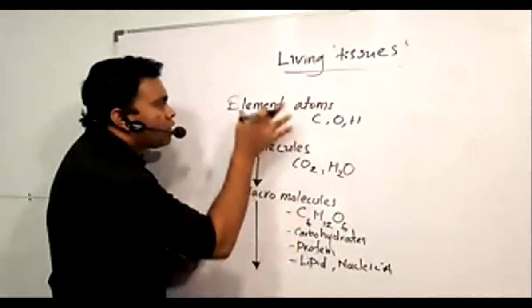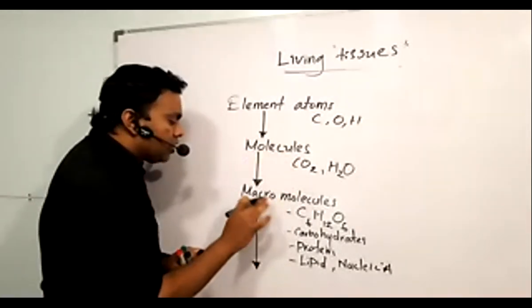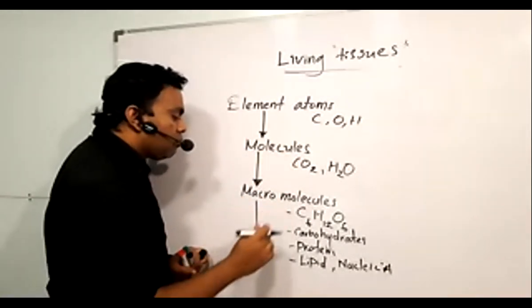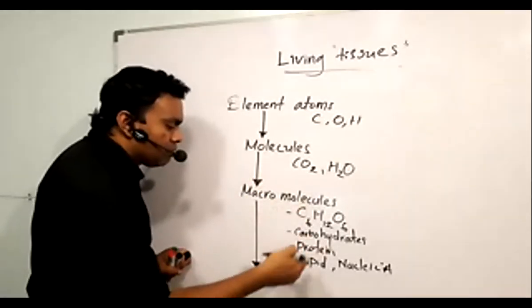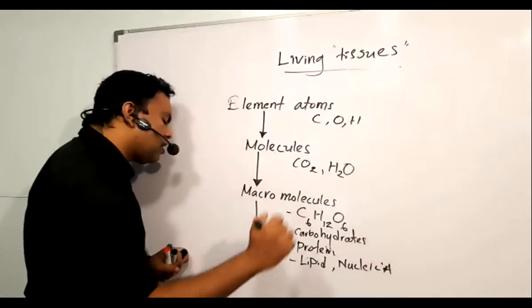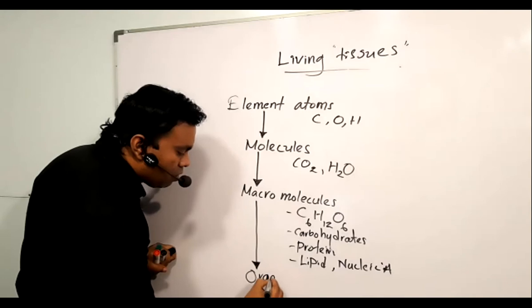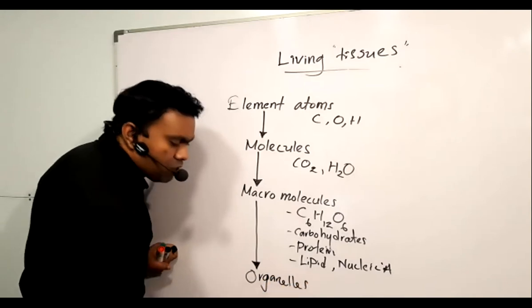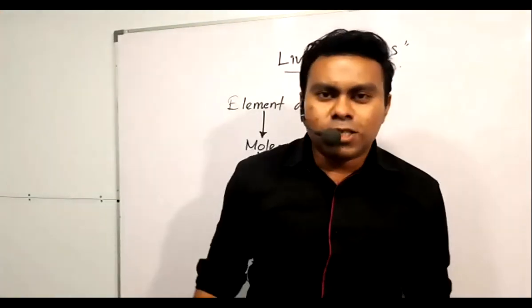So these element atoms combine together to form molecules, and molecules combine together to form macromolecules. Macromolecules like carbohydrates, proteins, lipids, nucleic acids combine together to form organelles. Organelles. Okay, so I want to check your previous knowledge. Please make a list of organelles.